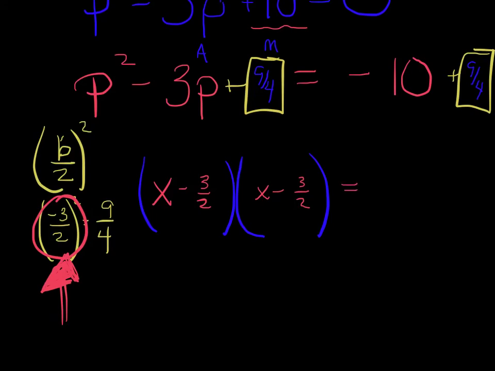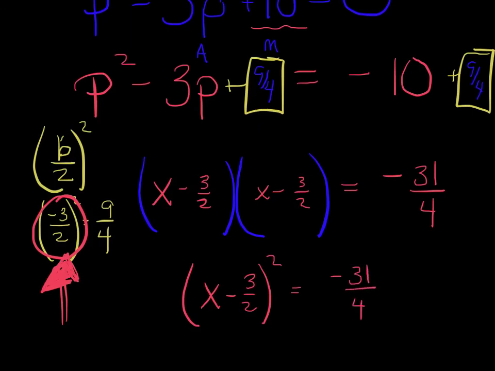On this side, I can use my calculator if you can't do that in your head. I'm going to get negative 31/4. So now I can say this is the quantity x minus 3/2 squared, because there's two of them that are the same, equals negative 31 over 4.